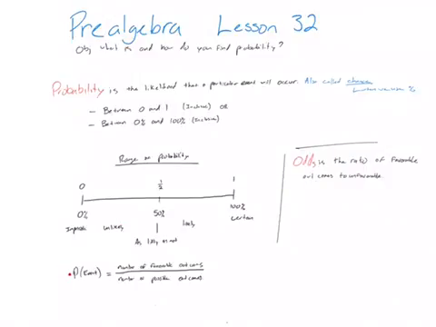So if you want to find the probability of an event occurring, you're going to take the number of favorable outcomes, meaning the number of chances that you would be happy with that result, and divide it by the number of possible outcomes, so however many possible outcomes there are in total.